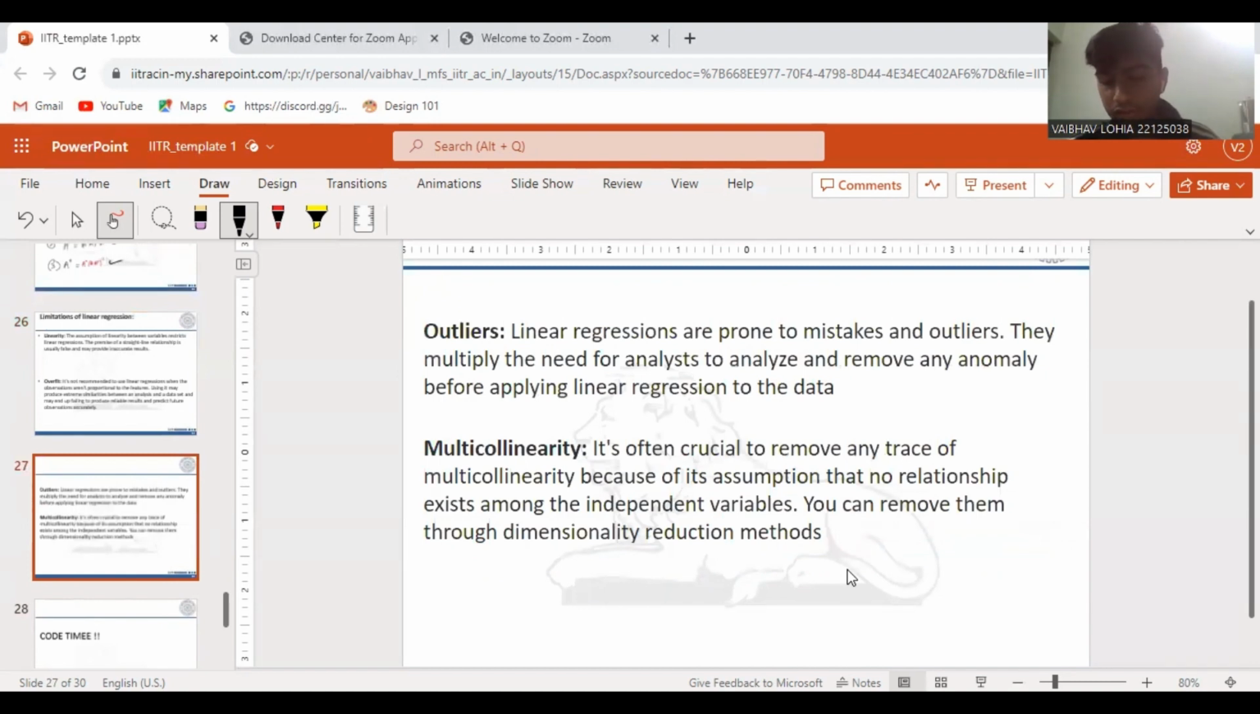Also, outliers are problematic in linear regression, because they might cause an error. And multicollinearity is also one of the limitations. In this, we have features which are interrelated and not independent, so they can also cause problems.